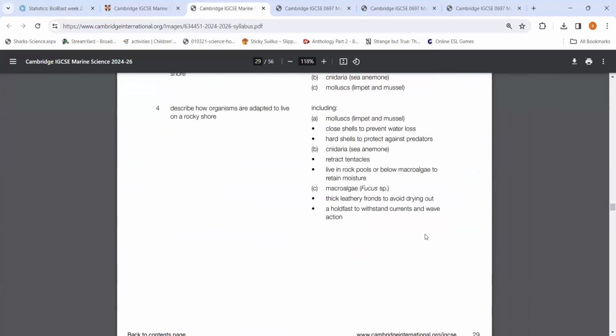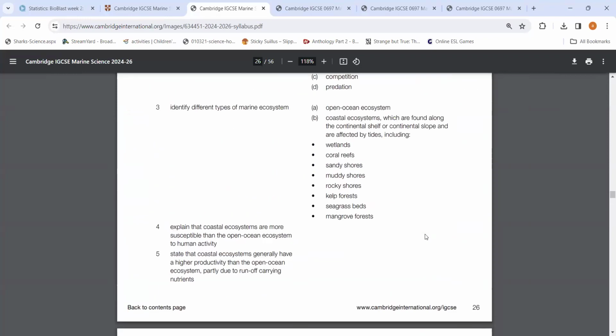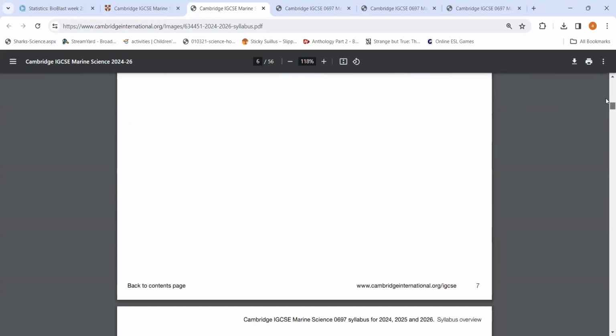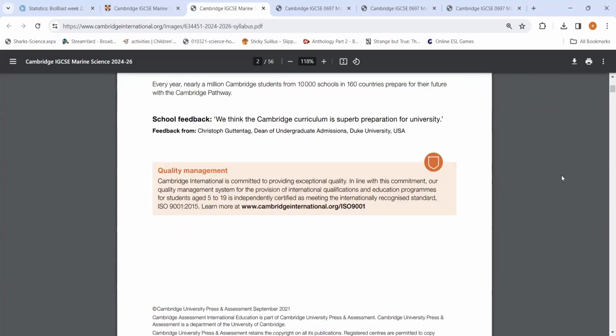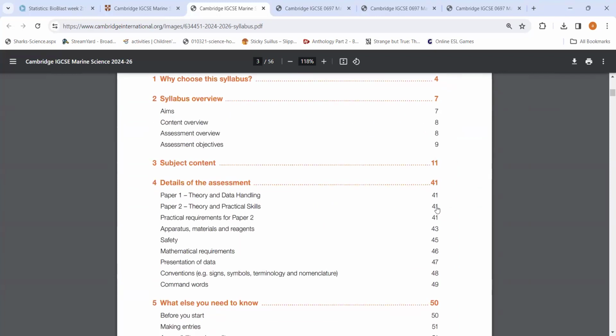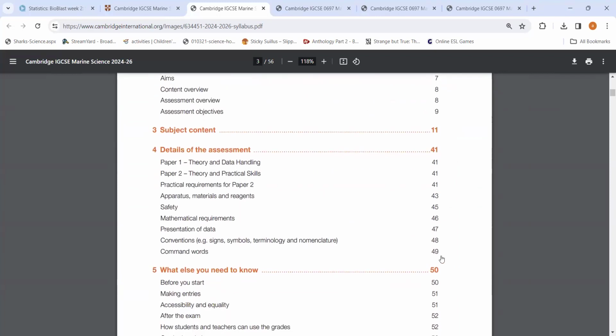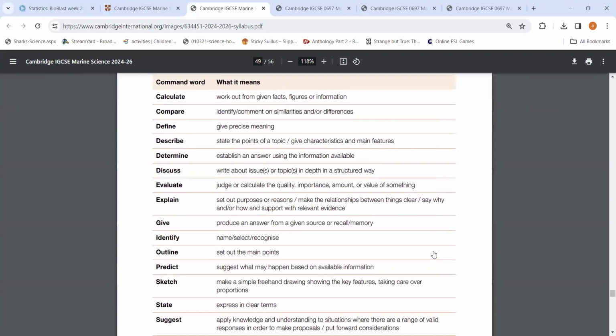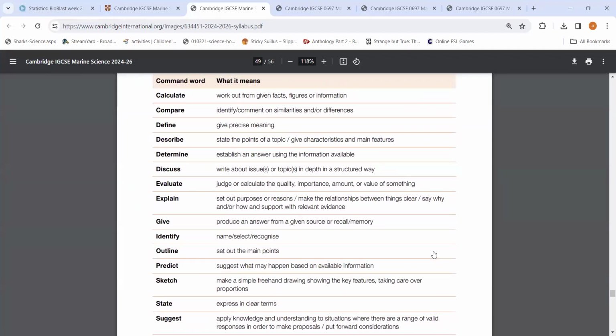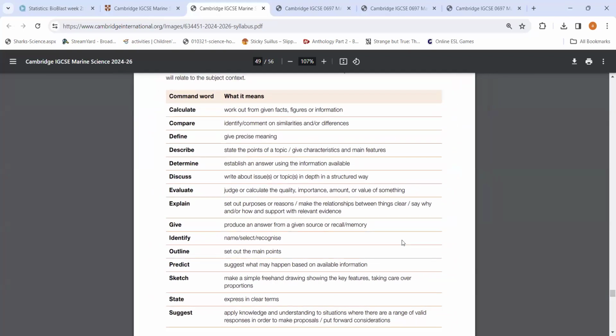So really use this specification. Definitely make use of it. Another excellent thing that's in here, let me find it, is it goes over the command words and their meanings, right? So here we go, command words. Okay, use this. It's brilliant. Lots of people don't use this, but it's actually so helpful. So command word, what it means.